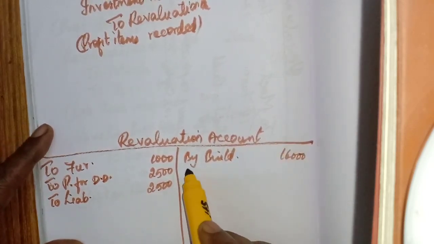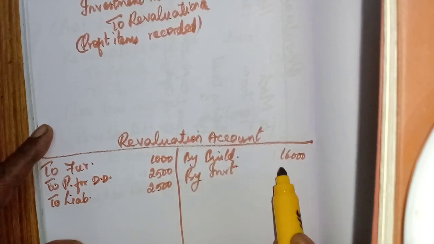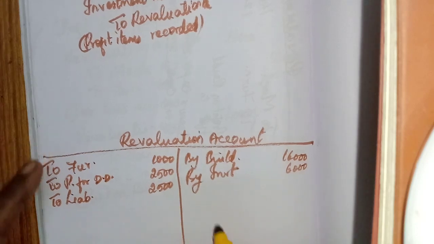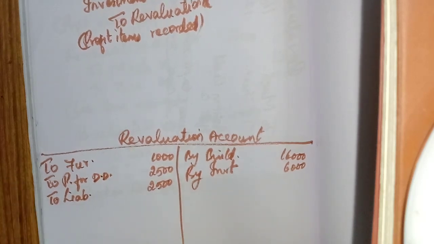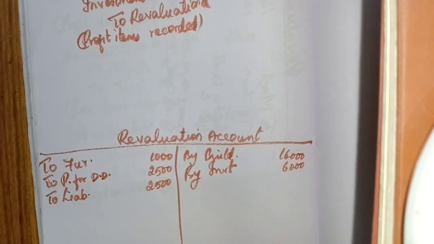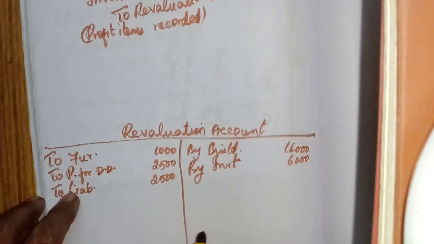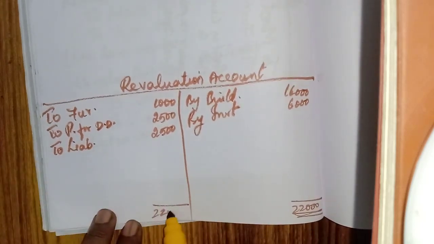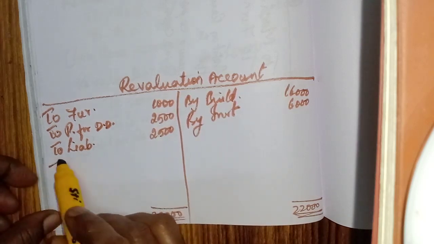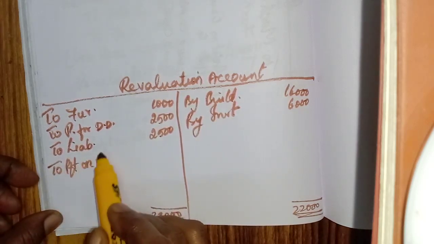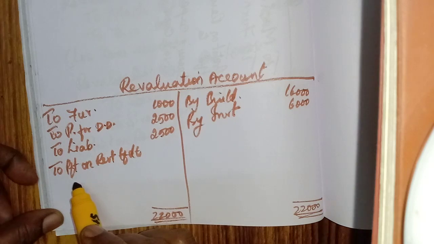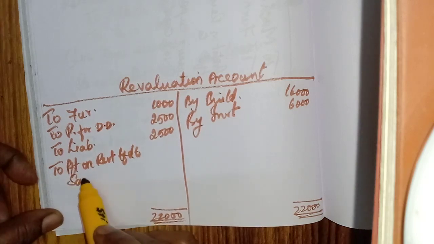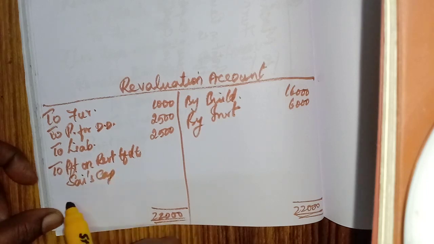Credit side, by building, 16,000. By investment, 6,000. So here 22,000, here 6,000. So what is the profit? 16,000, isn't it? So we will add it. 16,000. So we can write it as profit on revaluation transferred to. Who are the partners? Sai's capital account and Shankar's capital account.